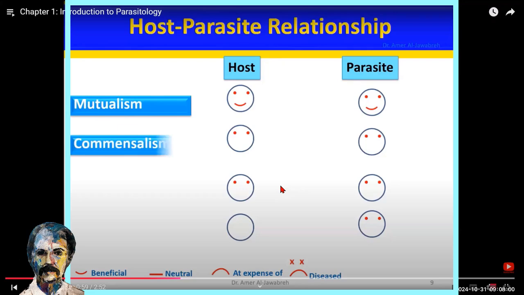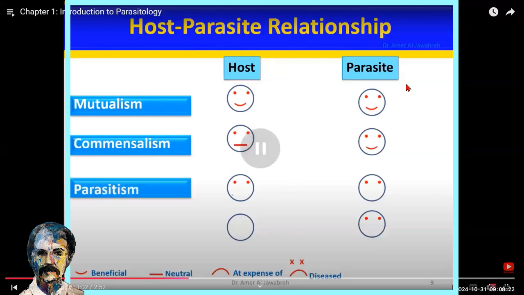Sometimes there is another relationship called commensalism. With commensals, the parasite benefits, but I as a human being or as a host do not benefit. I don't lose, I don't gain. I don't benefit, but at the same time, I have no harm. So the parasite is smiling, and we are not crying, but we're not smiling. Why should you be inside me? I am not benefiting from you. So this relationship, we call it commensalism.